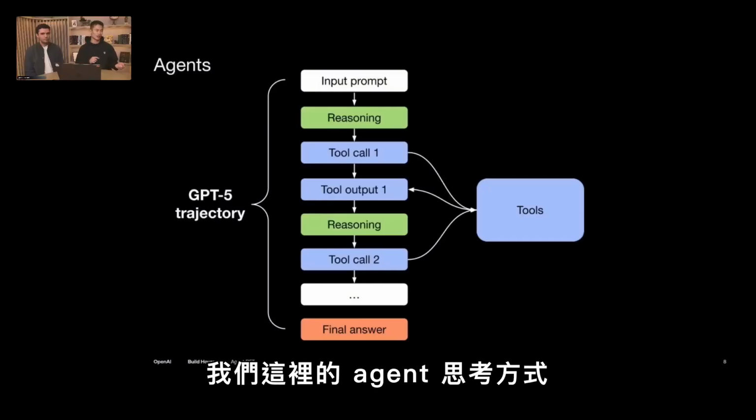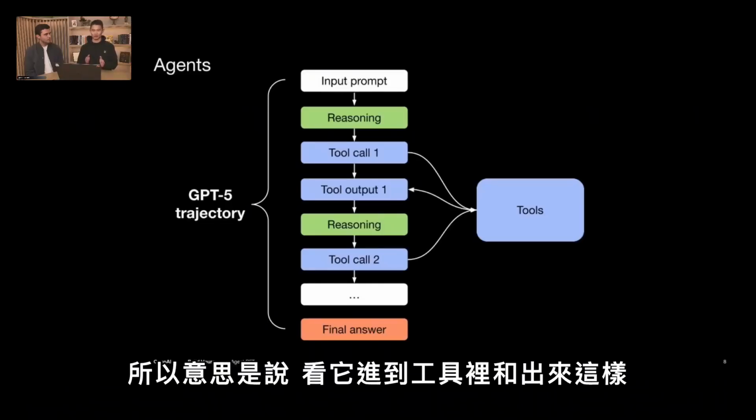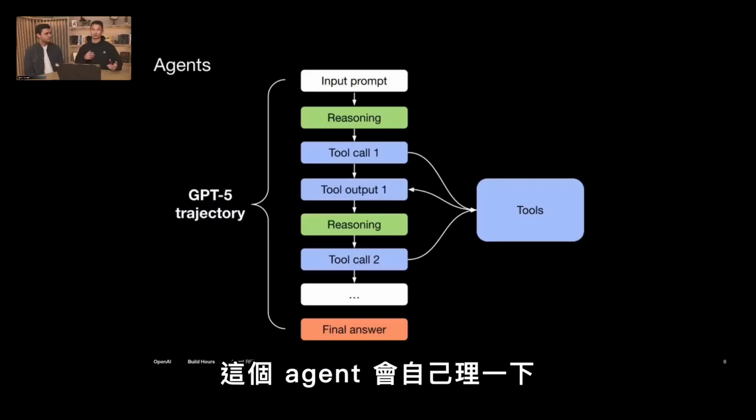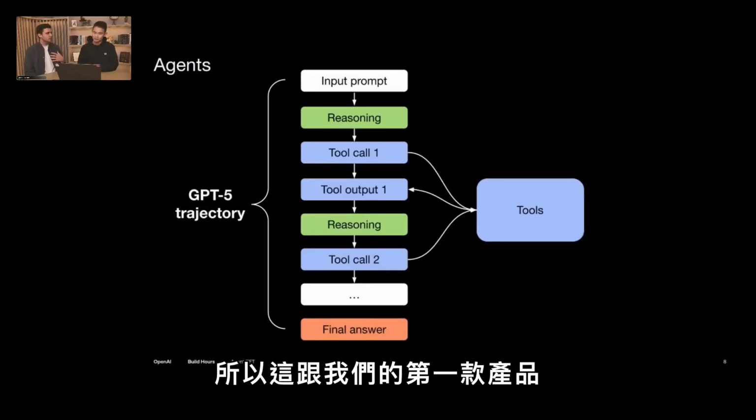The way that we think about agents here is that all their interactions with the outside world go back into the context window. That means that after looking at what it sent into and then got out of a tool, the agent will reason to itself, call another tool, and then repeat the process. Yeah, that's super cool. And so how does that tie in with our first party products, in agents?